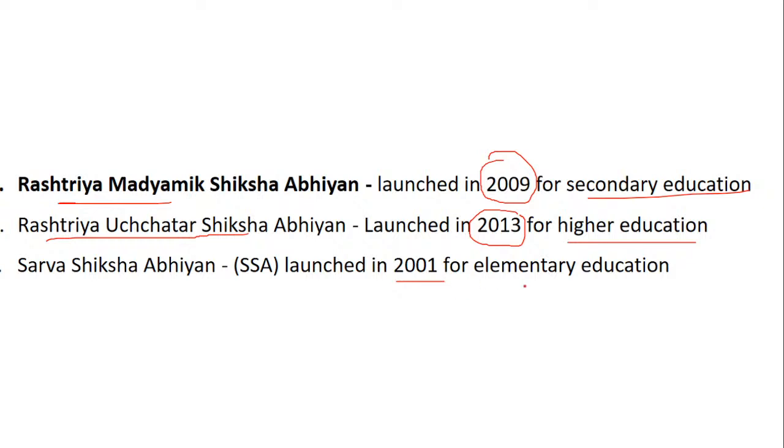So we have something for elementary, we have something for secondary, we have something for higher education, but you have to keep the names in mind very well. When we talk about elementary, it is the Sarva Shiksha Abhiyan. When we talk about secondary, it is the Rashtriya Madhyamik Shiksha Abhiyan, that is Madhyamik, which talks about secondary. And when we talk about Rashtriya Uchchatar Shiksha Abhiyan, Uchchatar means higher. So this is how it is divided with the number of years.